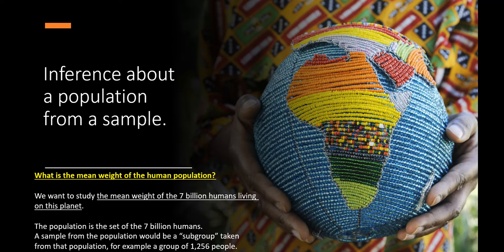So out of this sample, we will collect the mean weight of this group of people, and see what is the mean weight, to have a clue about the mean weight of the 7 billion humans living on this planet. We do, in that case, an inference. It's a nice word to say that basically you collected a sample, you computed the mean, and you conclude about the population. In that case, we say that we infer about the population from a sample.